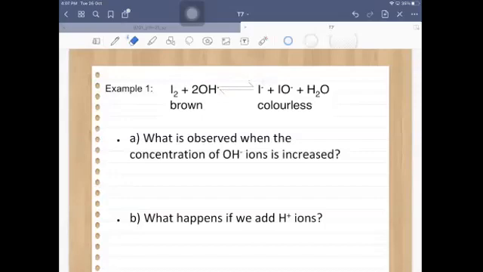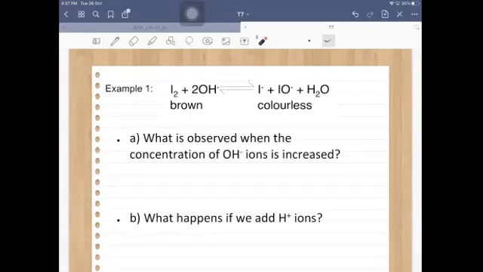What happens if we add hydrogen ions? Now, do you notice that in this system, the reaction of iodine with hydroxide ion to form iodide, IO minus ion, and water, there is no H plus in this equilibrium mixture? Sometimes adding stuff that is not in the equilibrium mixture will have no effect.